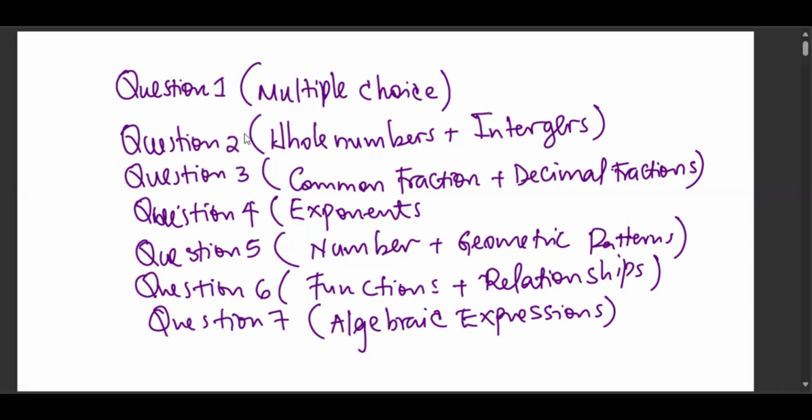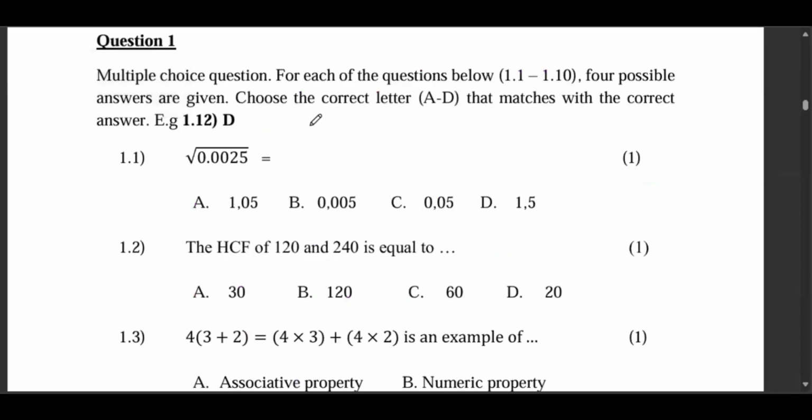So this is what we expect to see in our paper, which could be out of 60. And you'll be sitting for 1.5 hours. All right, let's look at the first revision here. We see how multiple choice could be. Question number 1, multiple choice questions. For each of the questions below, 1.1 to 1.10, 4 possible answers are given. Choose the correct letter A to D that matches with the correct answer. E.g., 1.12, if it's D, you write D.